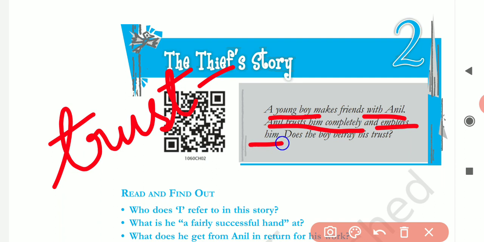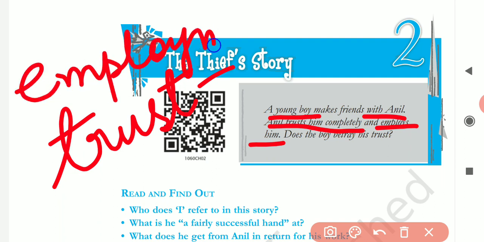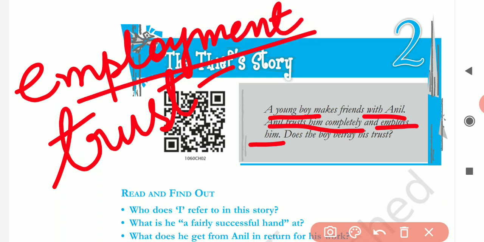What do you mean by employ? Employ means naukari dena. He employed him. He gave him employment. From the word employ, we get another word, the noun form, employment. So Anil gave employment to the boy. He gave him a job. He employed the boy. He made him earn some money, right?